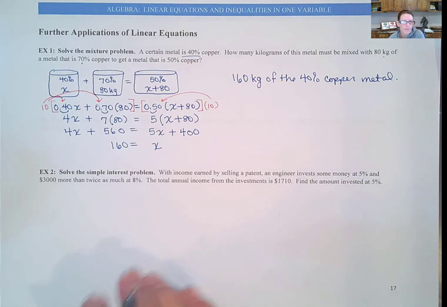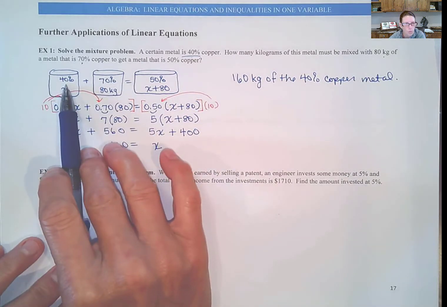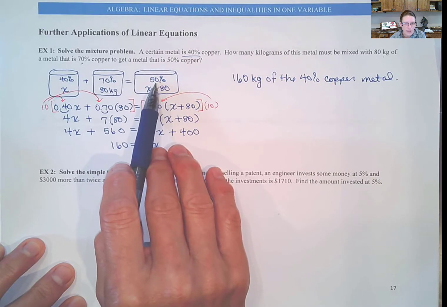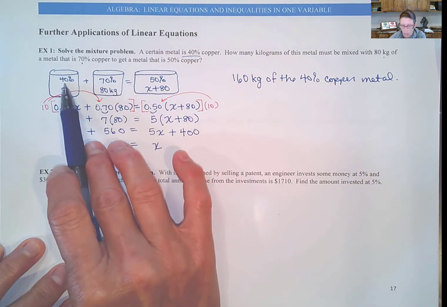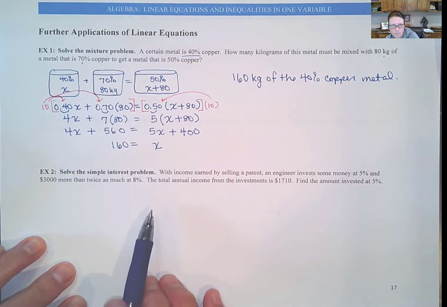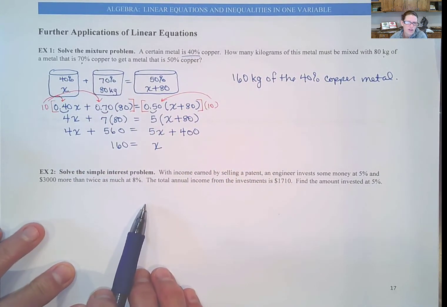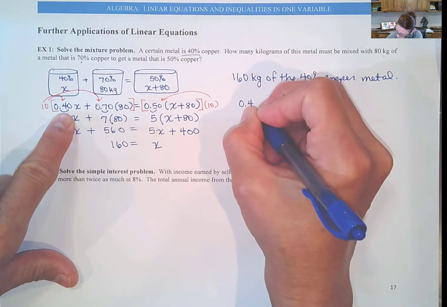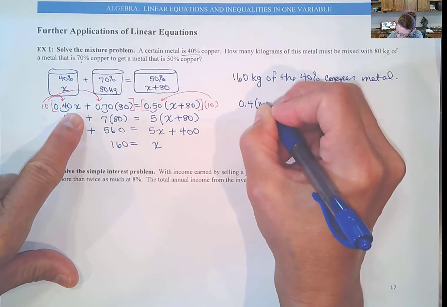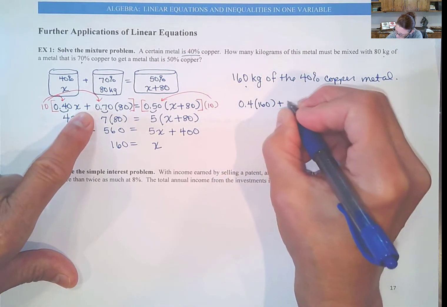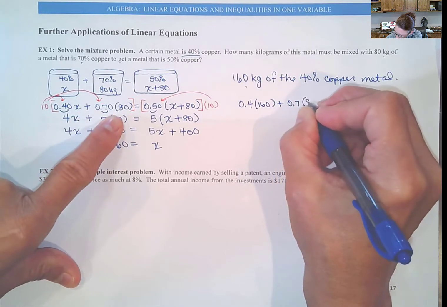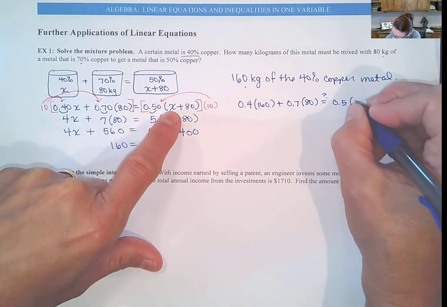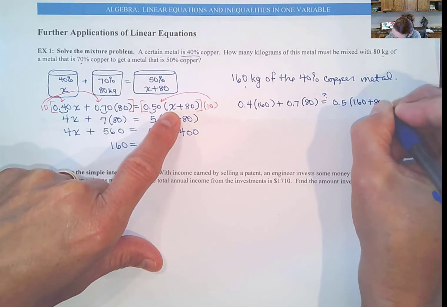Something to note here about all mixture problems is that when you mix a weaker substance with a stronger substance, you're going to get a mixture with a percentage in the middle. Notice that 50% is between 40 and 70%. That's always going to happen. Also, let's remember that we can check these solutions. I'm going to go ahead and check this. Is 0.4 times x, replace x with 160, plus 0.7 times 80 equal to 0.5 times 160 plus 80?